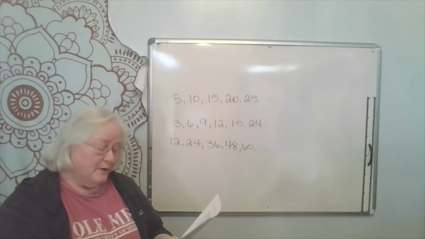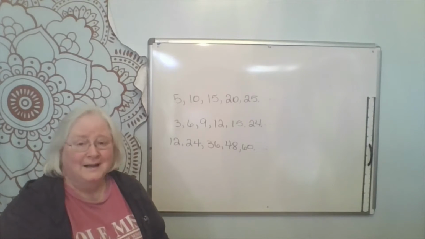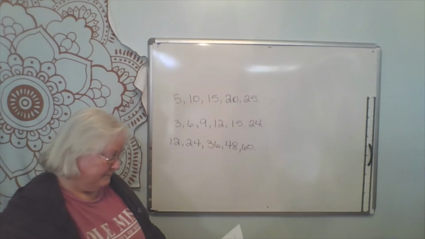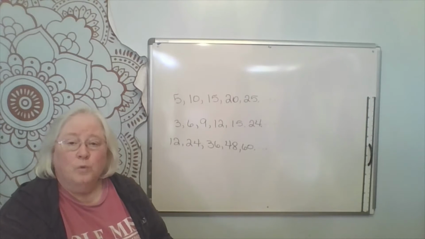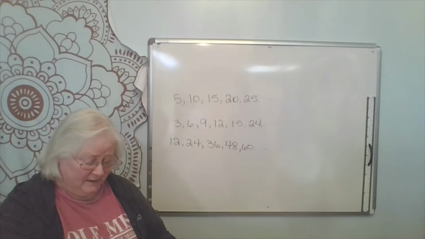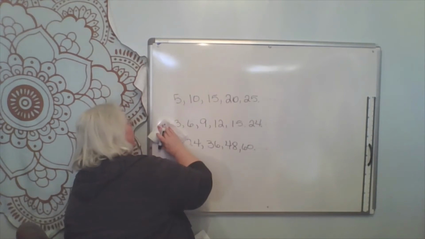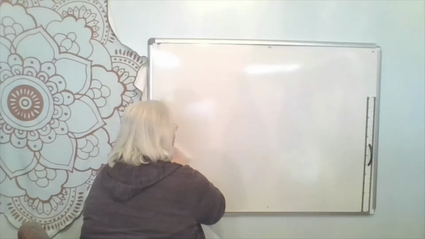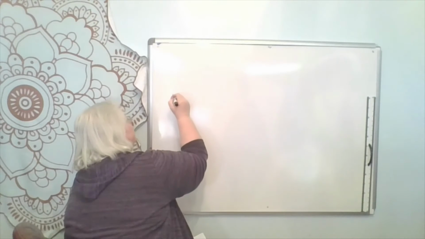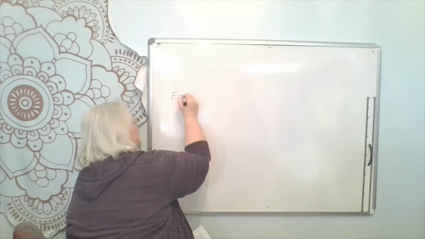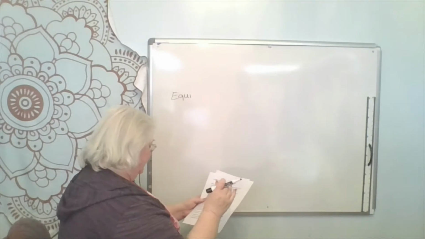The reason that we need to know multiples is to learn how to find equivalent fractions. So we're going to put what an equivalent fraction is in our vocabulary section. Go to the back again and let's write the vocabulary, equivalent fractions. Oh Lord, I forgot how to spell equivalent, sorry.